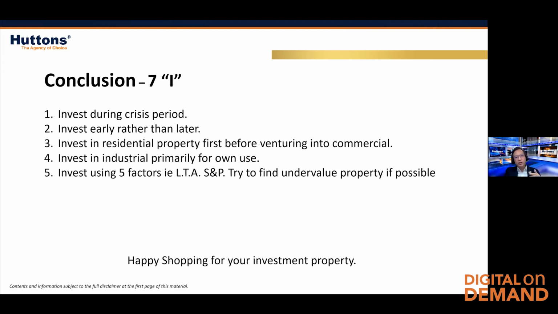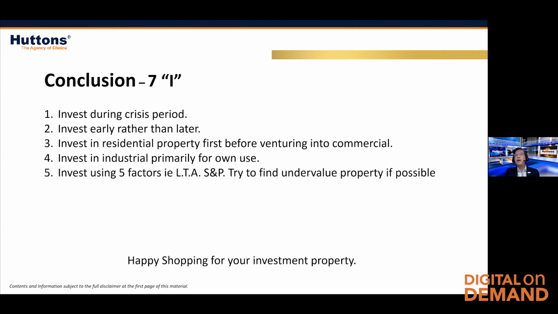Now number 5, invest using the 5 factors that I shared with you: the LTA, location, tenure, age, sales and purchase, not sales and purchase, S&P is size and price. I'm so used to S&P, okay? So try to find undervalued property in the resale market if it's possible.